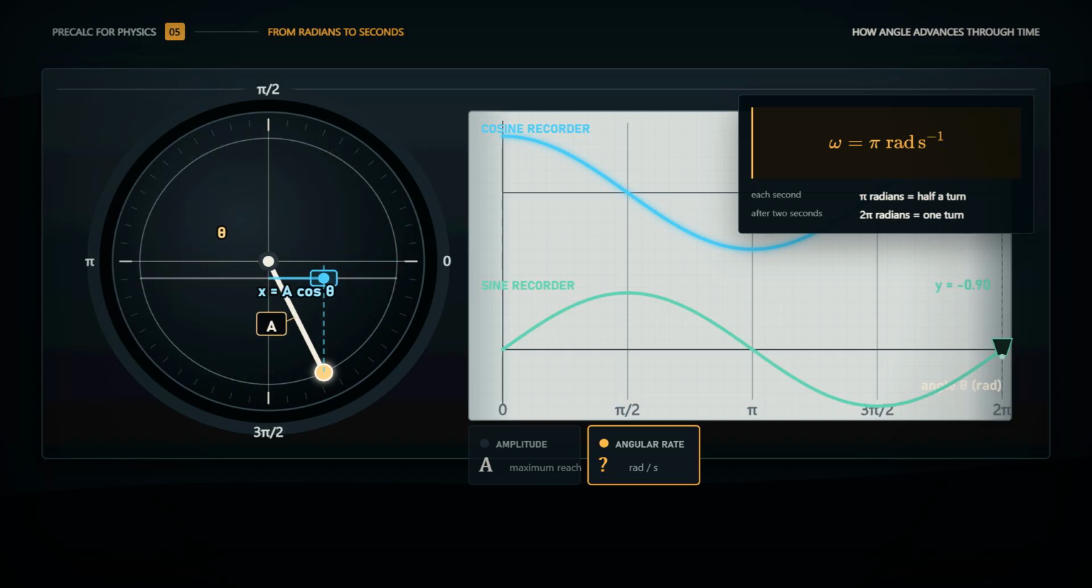Omega carries units of radians per second. For example, omega equals pi radians per second means the crank advances half a turn each second. It completes a full 2 pi turn in 2 seconds.